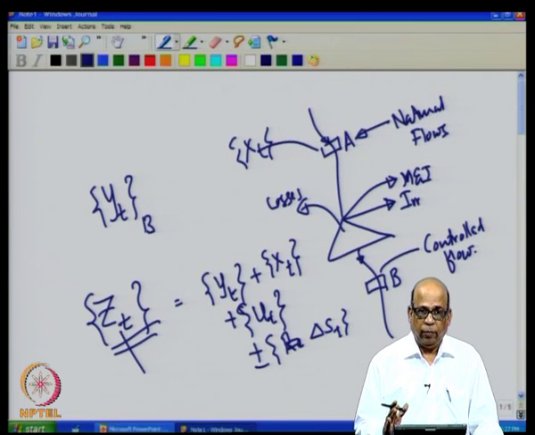So, the point that I am emphasizing over and over again is that whenever you are adopting any stochastic hydrology techniques that we have dealt with in this particular course, you must deal with the naturalized flows if you are doing the analysis on the flows.